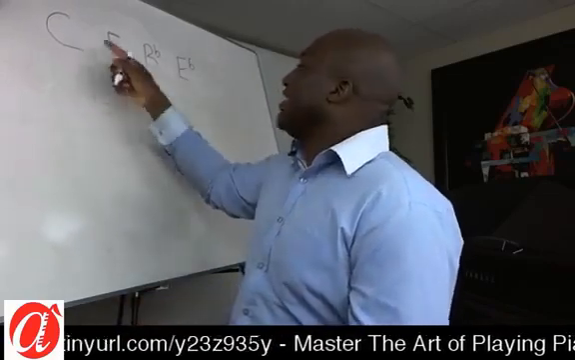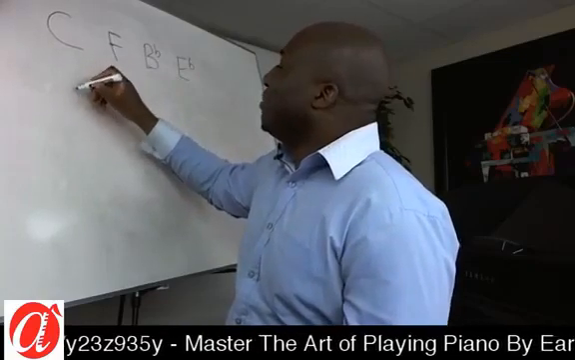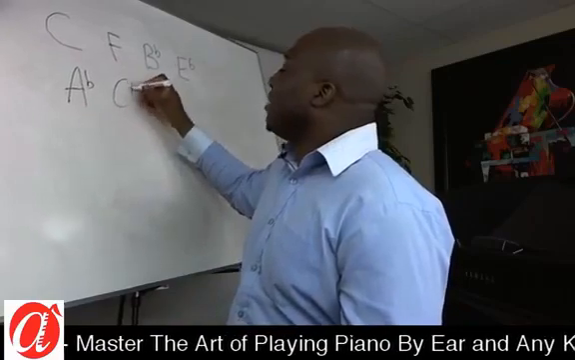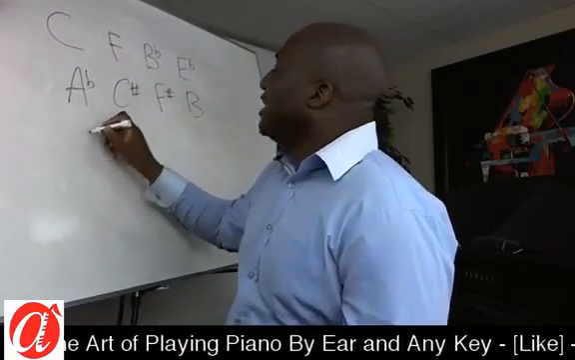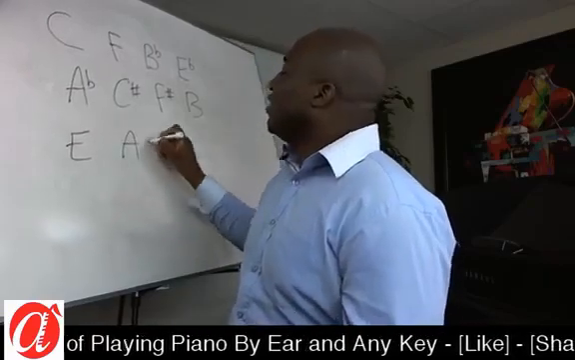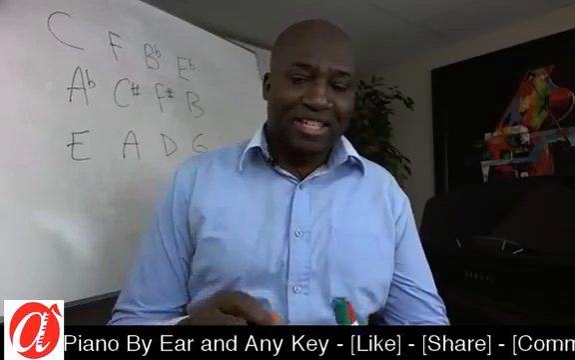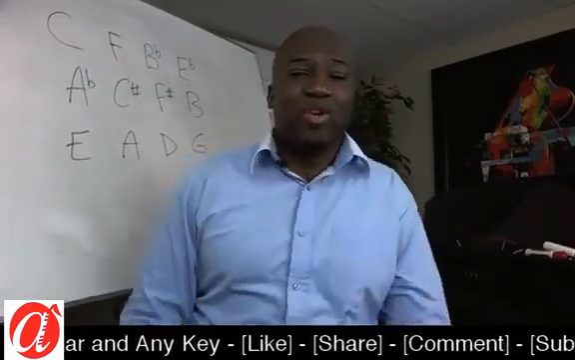So you have C, F, B flat, E flat. Then I'm going to go to A flat, then C sharp. Let's say I'm going to jump to F sharp, then B, then E, then A, then D, and jump to G. Now, Ross is asking, Robert, why do you do that in terms of your playing?